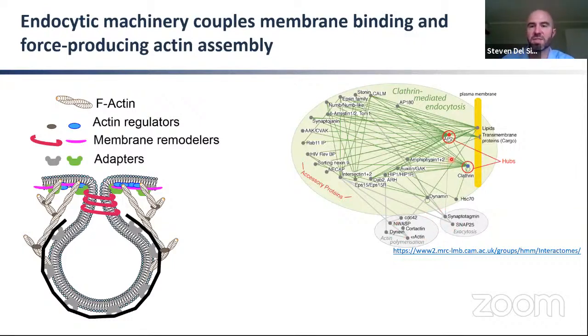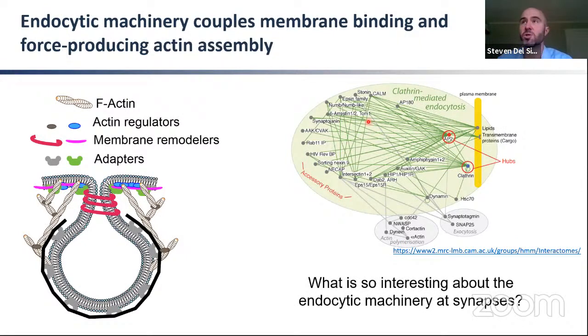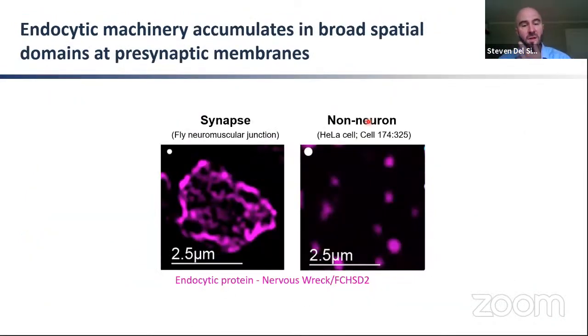And so the key features here are that these different modules between the membrane, the adapters, and the actin, they're all densely interconnected, both between modules and also within modules. So you have both many proteins and a very high degree of interconnectivity between them. And this is true for synaptic endocytosis proteins and also in non-neuronal cells. It's the same machinery. And so what's so interesting about studying this machinery at synapses?